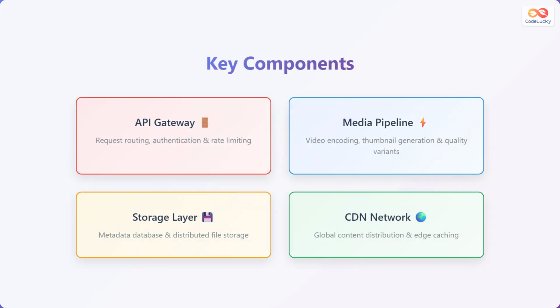Delving deeper, let's look at some of the key components in a video streaming architecture. We have an application programming interface or API gateway, a media pipeline, a storage layer, and a content delivery network or CDN. The API gateway is responsible for request routing, authentication, and rate limiting. The media pipeline handles video encoding, thumbnail generation, and creating different quality variants of the video. The storage layer consists of a metadata database and a distributed file storage system. Lastly, the CDN provides global content distribution and edge caching.